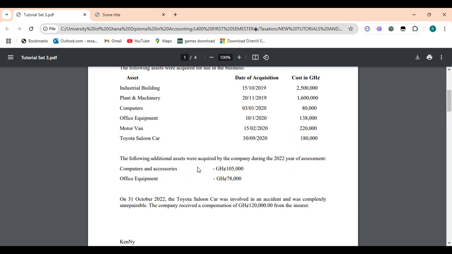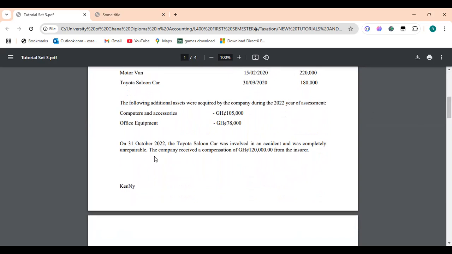So the following additions were acquired by the company. Let me check if I'm recording. Yes, I'm recording. So the assets were acquired during the year 2022, year of assessment. This is the amount for computers and accessories, and this is the amount for office and equipment, right?